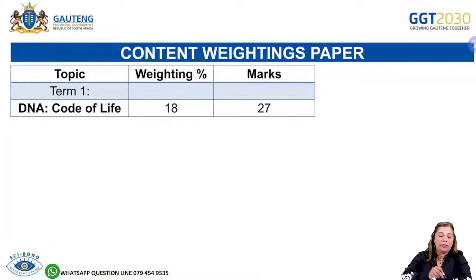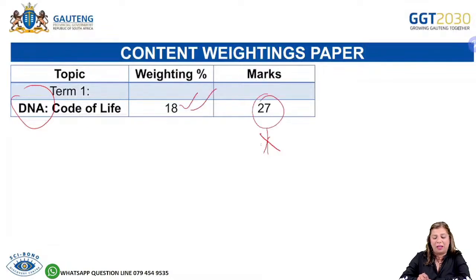So for the DNA, which you've touched on from last week, the weighting is 18%, which means that it is 27 marks. 27 marks is a lot. It could mean a difference between a pass and a fail, or distinction, or no distinction. So every single mark counts. We need to know the roadmap to get to where we want to be.